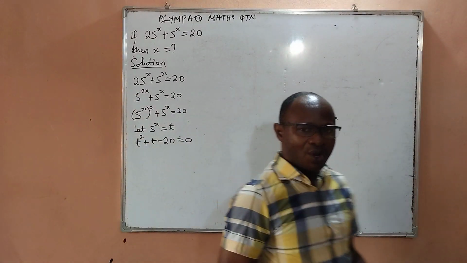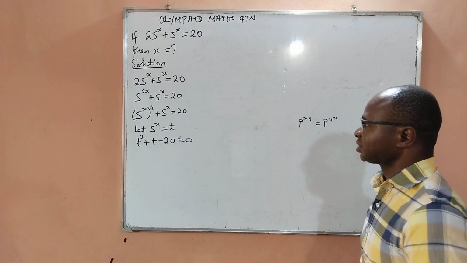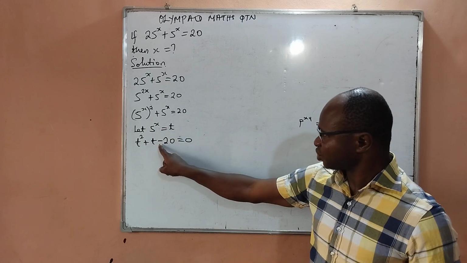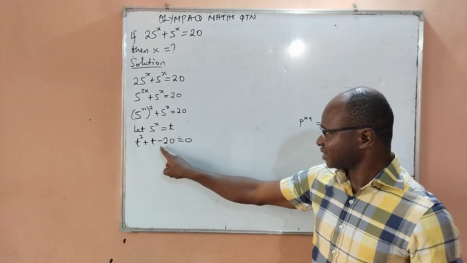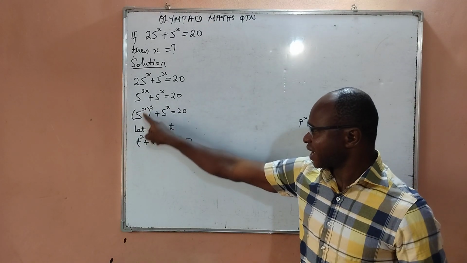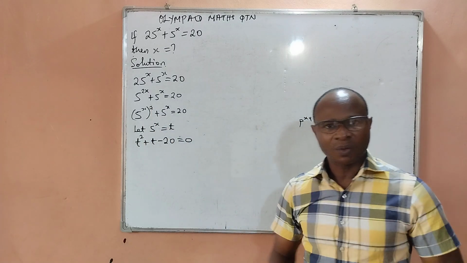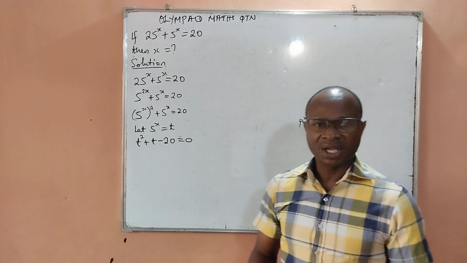So just take a look at it. I have formed a quadratic equation. I move this 20 to the left, it becomes minus 20. Then this 5 raised to the power x is written as t, and the 5 raised to the power x here is also written as t, then raised to the power 2. It is now a quadratic equation, so any method of quadratic equation can be used.